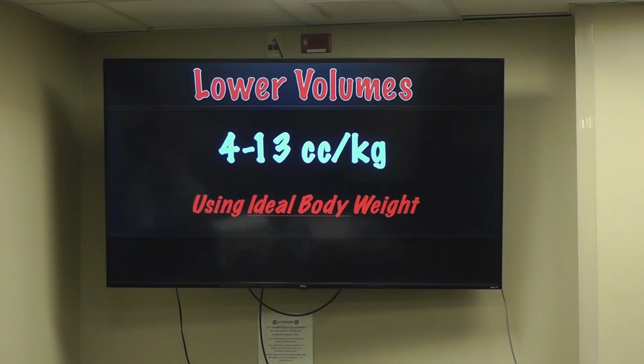And then we're going to start anywhere between 4 cc's per kilo ideal body weight up to 10, 12, 13. And the reason I say that is, really profound status asthmaticus patient, right? Really tight airway, normal lungs. I may only be able to get 4, 5 cc's per kilo into them, right? Because their airway is so tight.